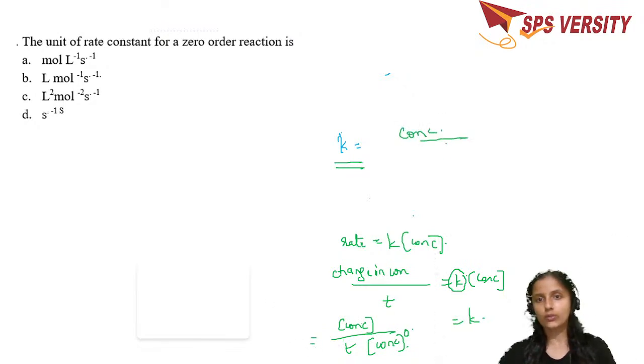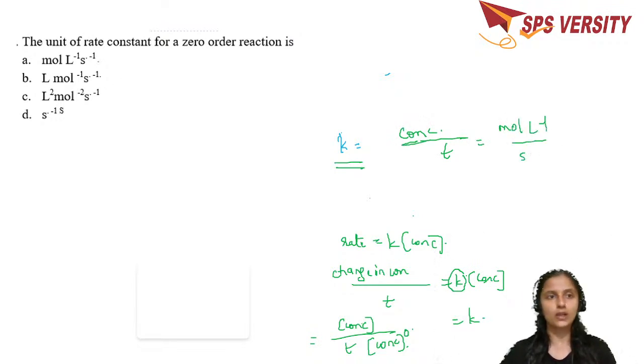So what is the unit of concentration divided by time? The unit of concentration is mole per liter divided by second. So it is mole per liter per second. That would be the right answer.